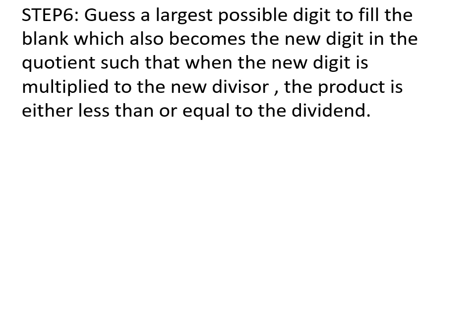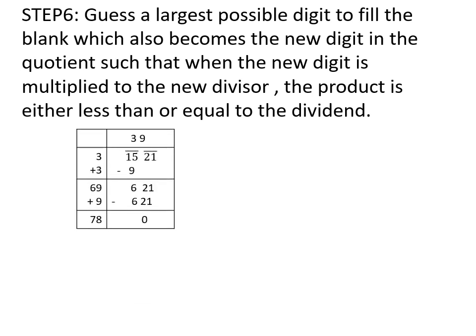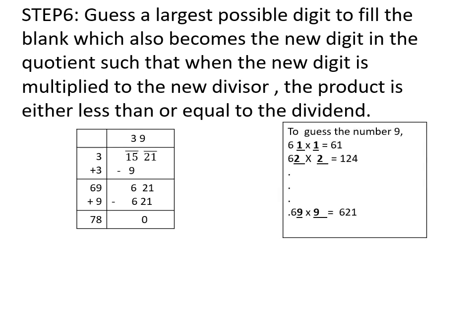Now guess the largest possible digit to fill the blank, which also becomes the new digit in the quotient, such that when the new digit is multiplied by the new divisor, the product is either less than or equal to the dividend. So to guess the number in the blank we write 1: if you write 1 here, then with the same number we have to multiply it. So 61 into 1 equals 61. Then try this for 2: 62 into 2 equals 124.